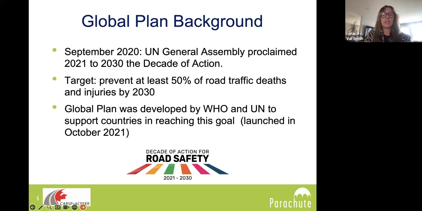Without serious action, road crashes will cause an estimated 13 to 17 million more deaths and 500 million more injuries in this decade. As a response to these overwhelming numbers, in the fall of 2020, the UN General Assembly proclaimed 2021 to 2030 the global decade of action for road safety, with the target of at least 50% reduction of road traffic deaths and serious injuries. And Canada is a signatory to this resolution.